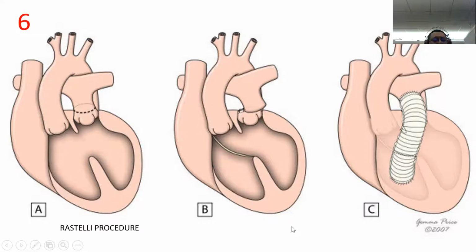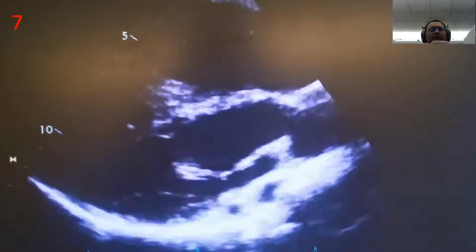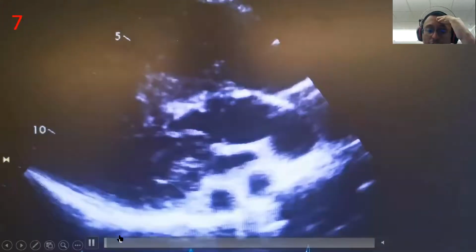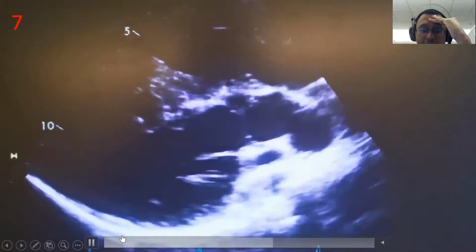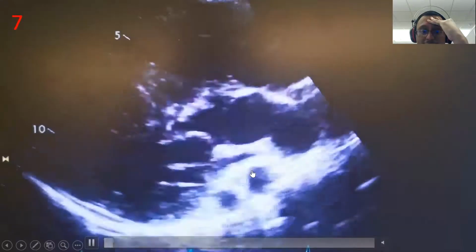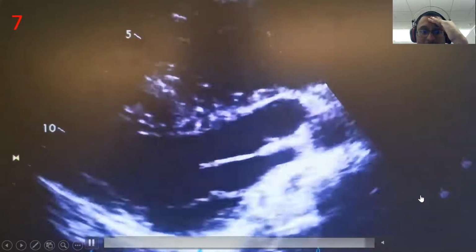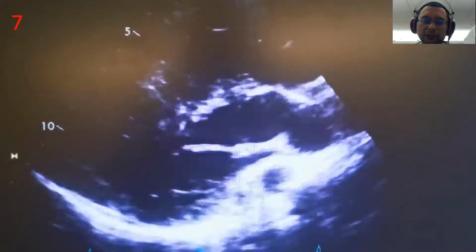Because you're happy with this question, we look at the next one. This is question number 7. Look at this structure here. This is a parasternal long axis view of someone. Basically that's the LA. That's another chamber there. That's a vessel there. I hope you got a clue from the way I asked the question.